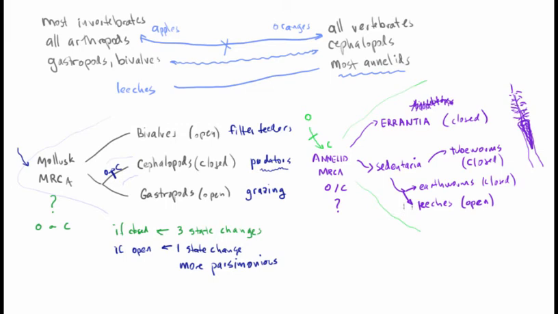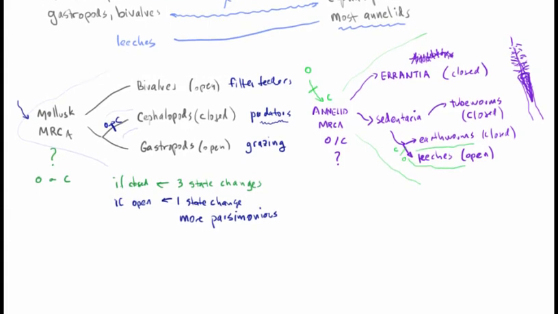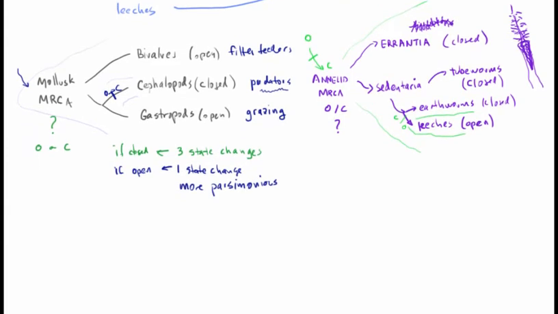And there's one kind of renegade group, the leeches, where we've had a transition from the closed circulatory system that characterizes most of the annelids over to an open circulation, which is what we find in many leeches. Okay. And the argument goes like this. It's actually kind of a neat argument because it makes us think about something we've already talked about.